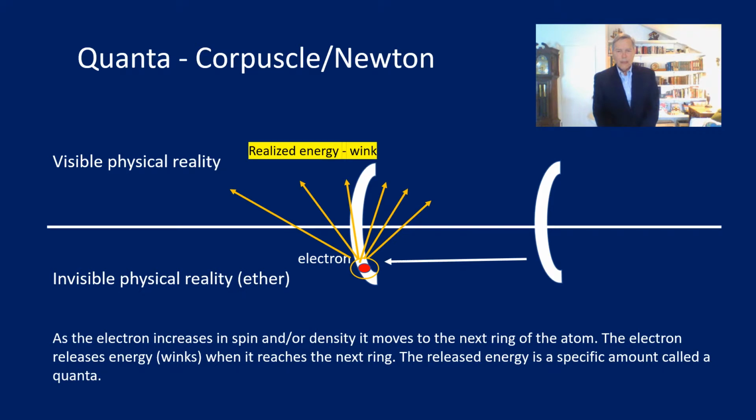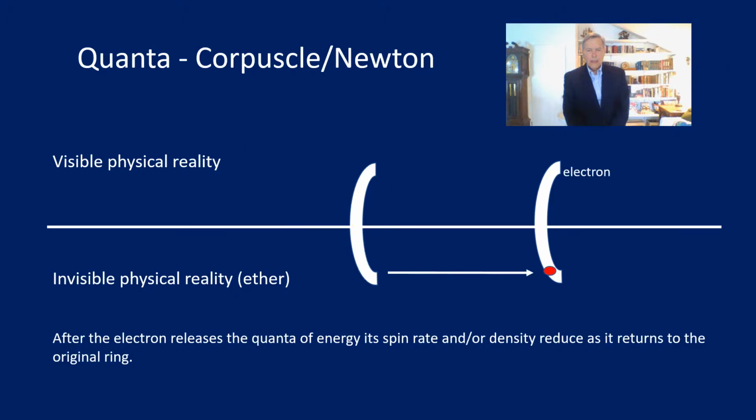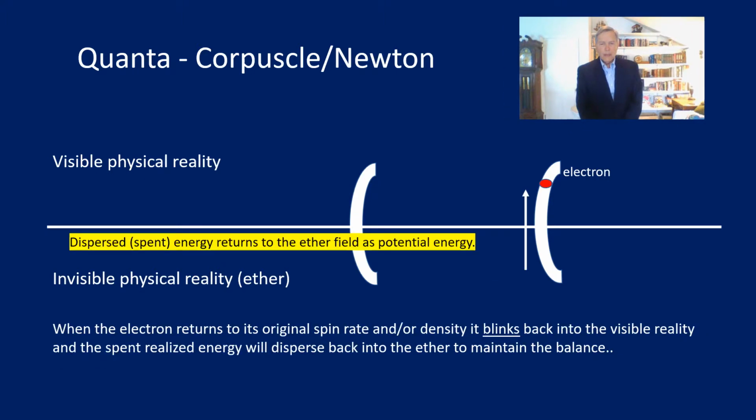As the electron increases in spin and/or density, it moves to the next ring of the atom. The electron releases energy, winks, when it reaches the next ring. The released energy is a specific amount called a quanta. After the electron releases the quanta of energy, its spin rate and/or density reduces as it returns to the original ring. When the electron returns to its original spin rate and/or density, it blinks back into the visible reality, and the spent realized energy will disperse back into the ether to maintain balance.